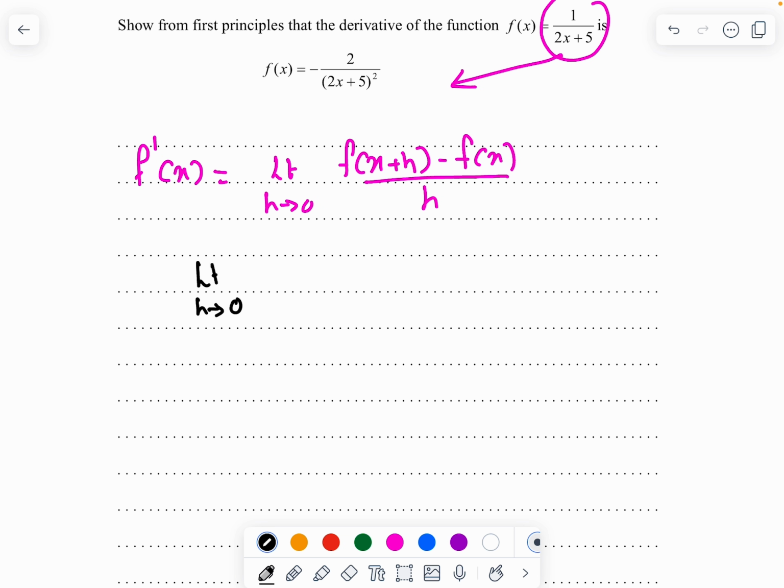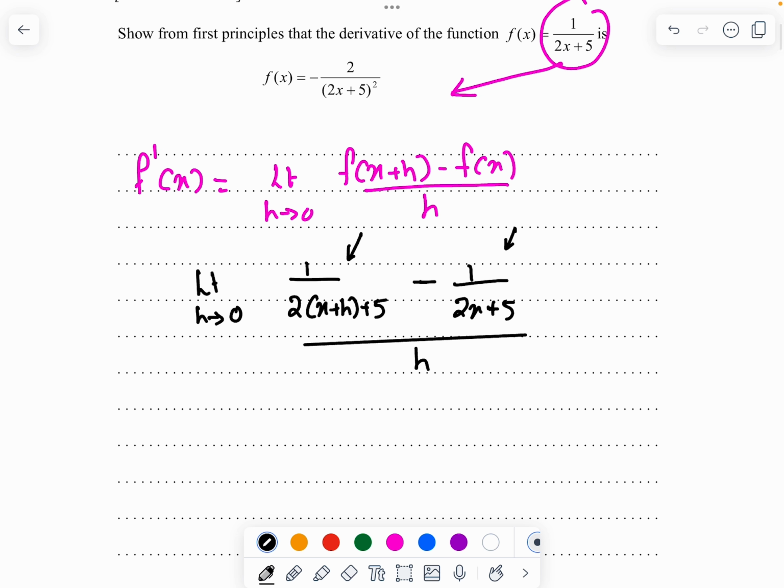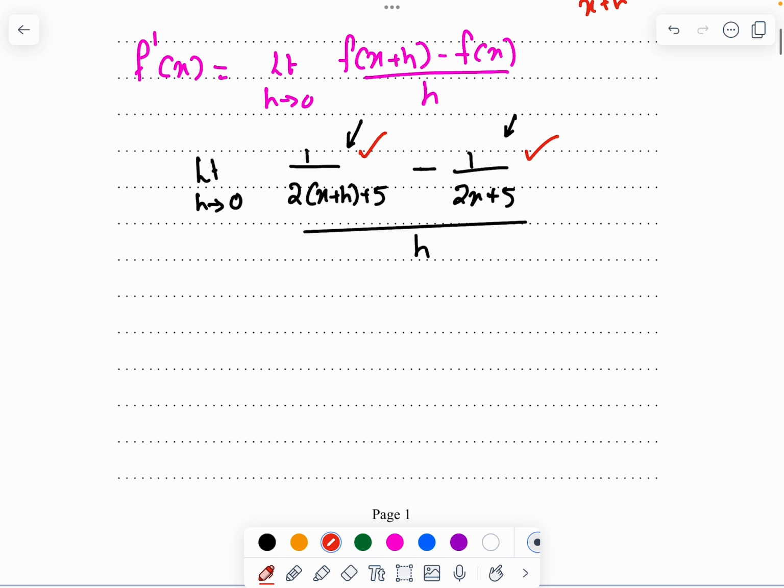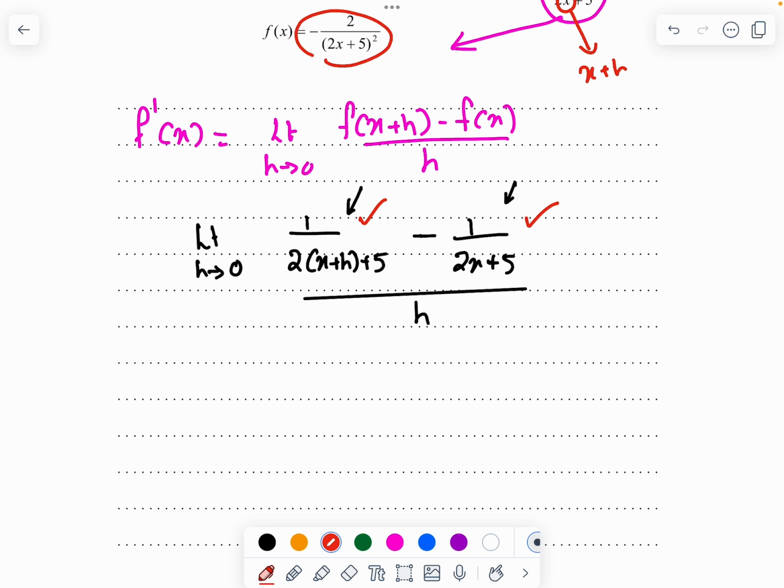So what does that become? 1 upon 2 times x plus h plus 5, minus 1 upon 2x plus 5. So you have substituted: this is f of x plus h and this is f of x, whole divided by h. Wherever x is there, I am going to plug in x plus h. Now I need to simplify and I have to get this as the answer.